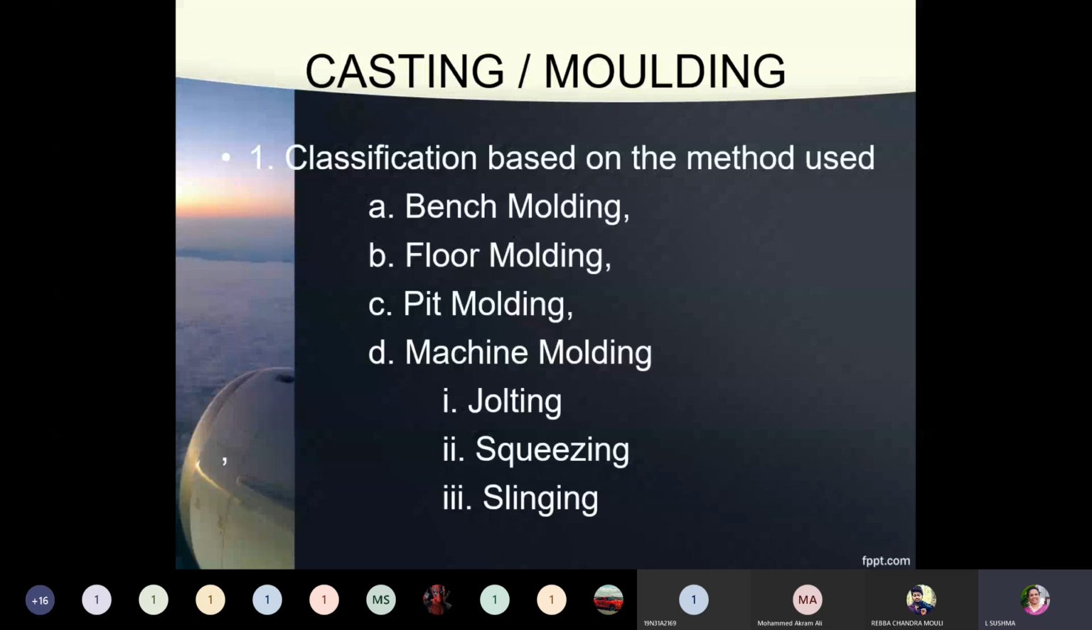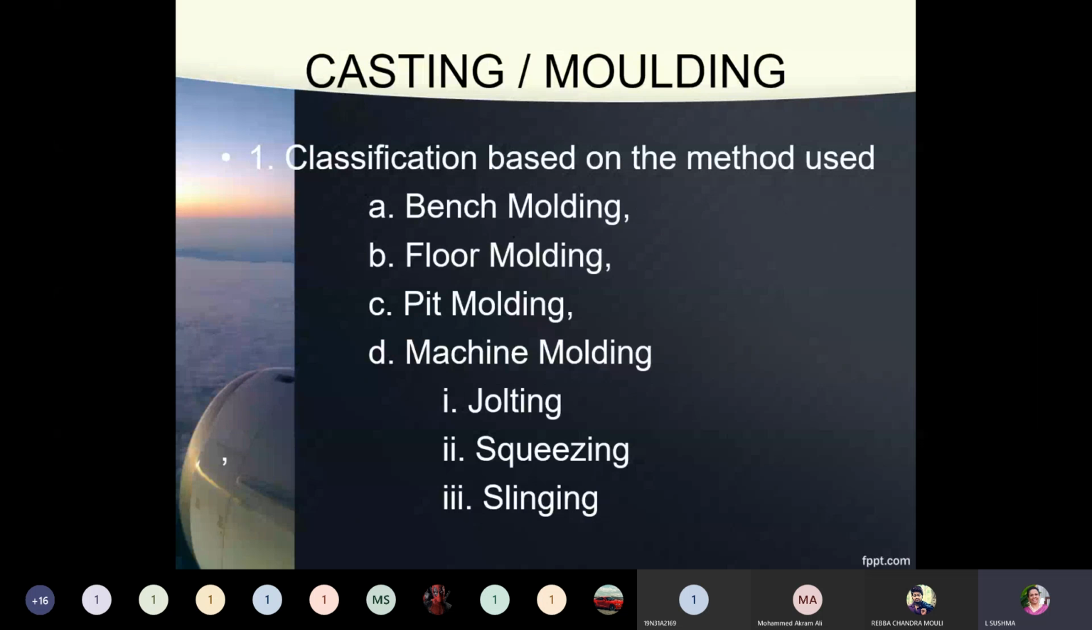And if it is so big that you can't handle that either, you will go for pit molding. Pit molding means a very big pit will be used as a molding flask. Then there is machine molding. For bench molding and floor molding also you can use machine molding. Machine molding is nothing but automation, semi-automation, where instead of ramming the sand manually, you use a machine.